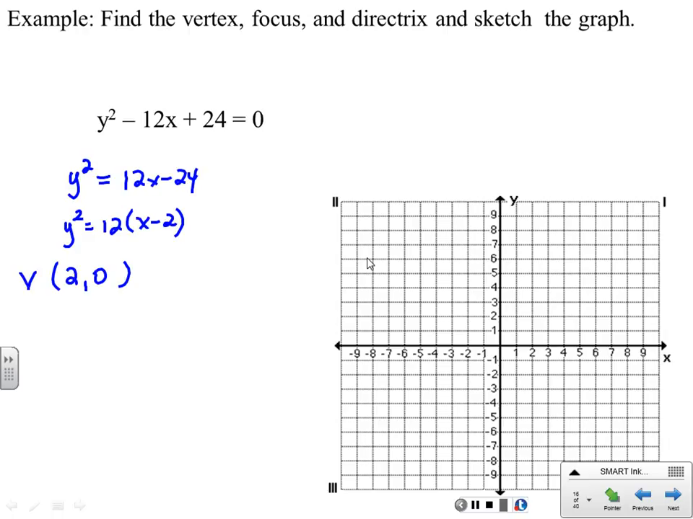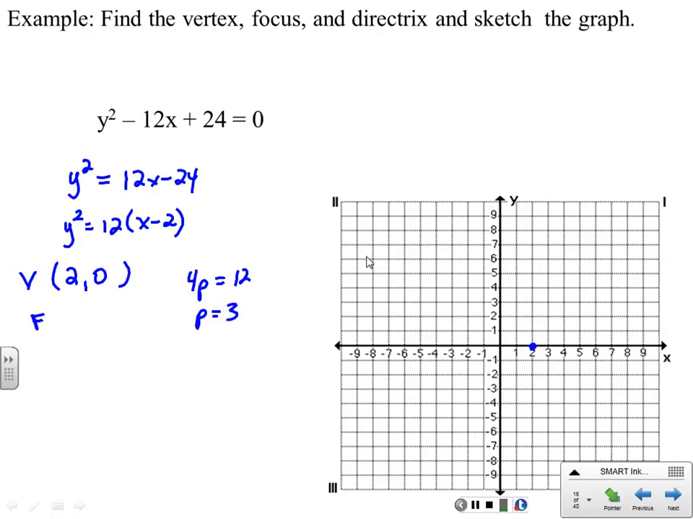I told you. H always goes with X. H is your X coordinate. So your X coordinate's 2. And your Y coordinate, there's not one, so it's 0. Focus. Well, you're going to have 4p is equal to what? 12, so p is going to be 3.